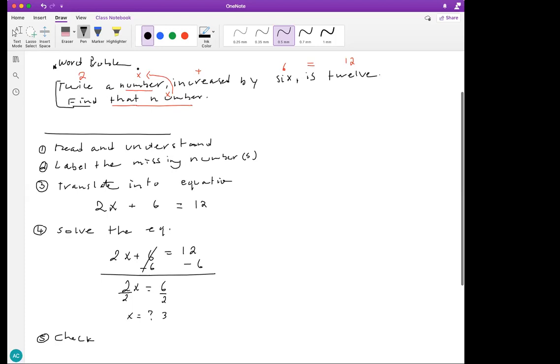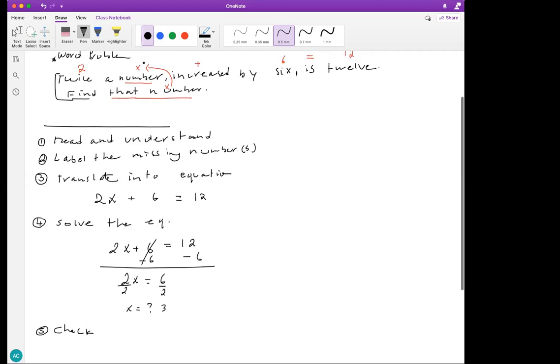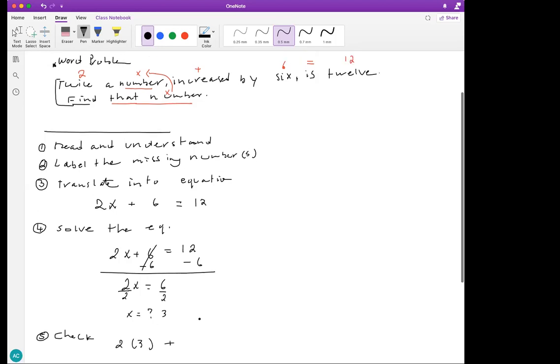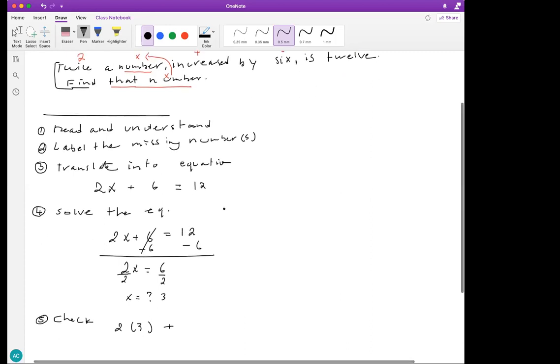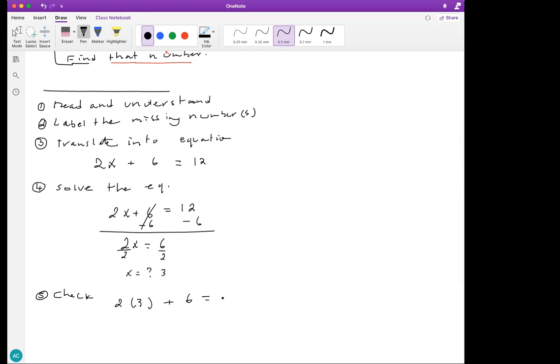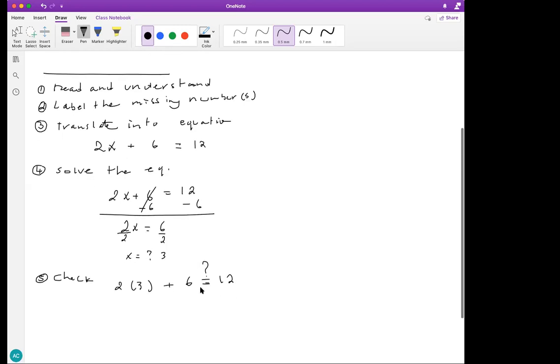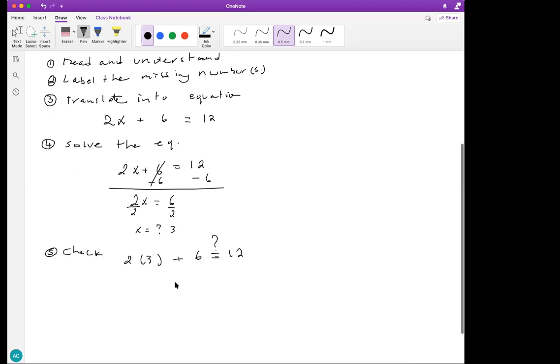So when you say twice a number, that number is, we just found it to be 3. I do 2 times 3, that's twice a number, twice 3. Increased by 6 is 12, or equals 12. We're not sure yet, so that's why we need that question mark over the equal sign. So we say, is it equal to? So then we simplify both sides and see if we can get an equality at the end or not.